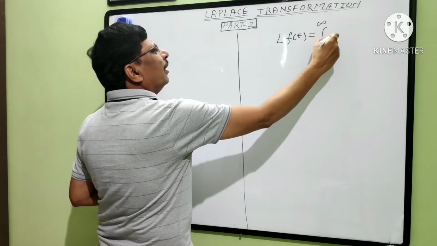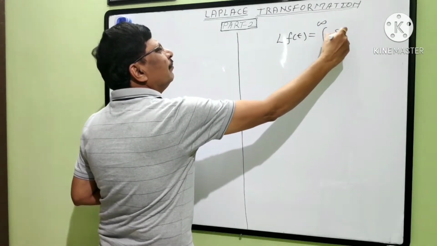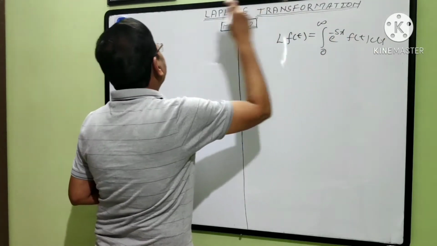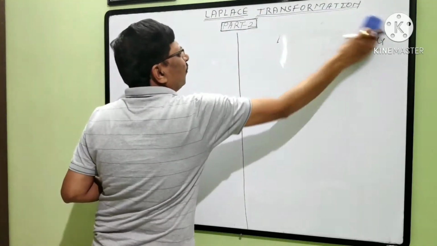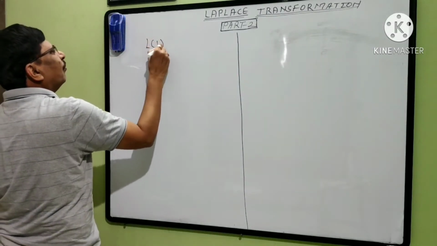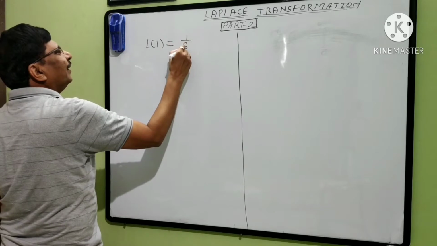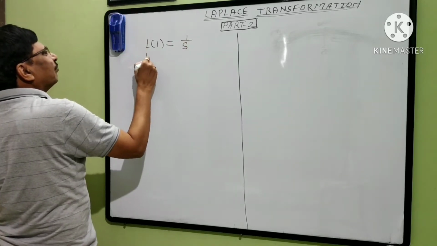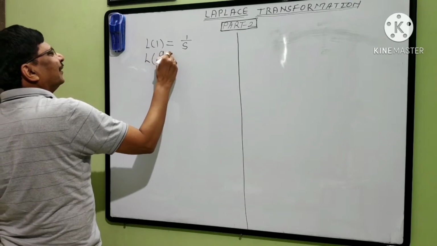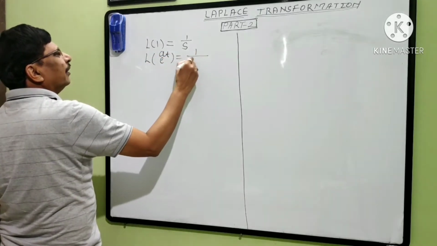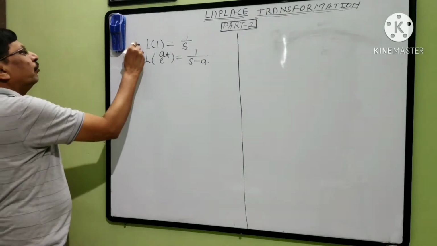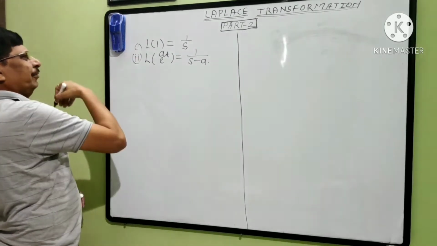the integral from 0 to infinity of e raised to minus st f of t dt, and then we also found the Laplace transformation of 1, that was 1 by s, and the Laplace transformation of e raised to at, that is 1 upon s minus a. This formula we have derived.